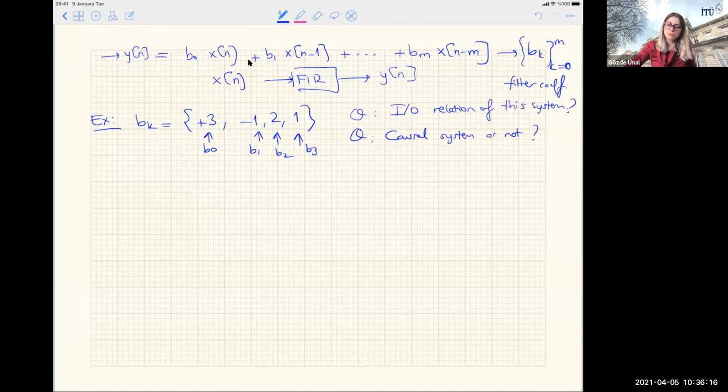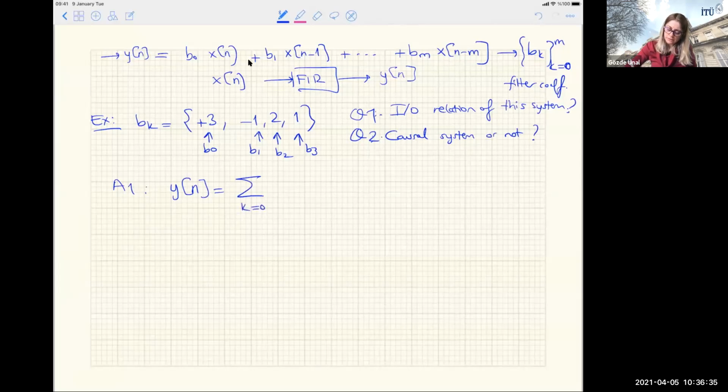These two are the questions. So, what is the I/O relation? Answer 1. This is question 1, question 2. Answer 1. Just go and say, you can see it has a finite number of filter coefficients.